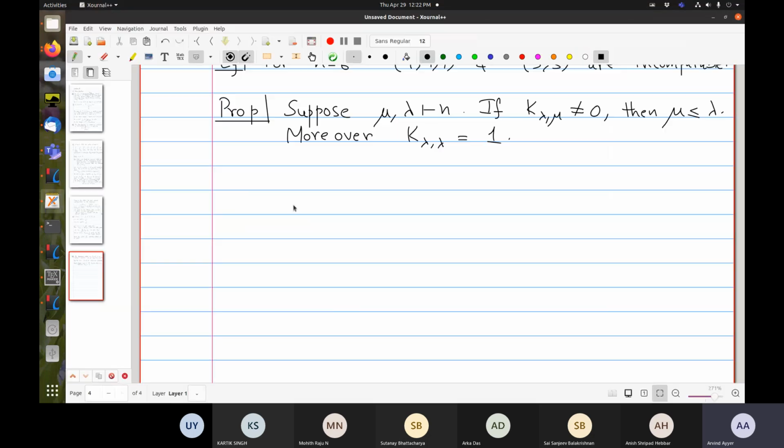Okay, so a corollary of this is that S lambda, for lambda a partition of n, is a basis for lambda n, and therefore if you take all possible S lambdas, you get a basis for the entire ring of symmetric functions.